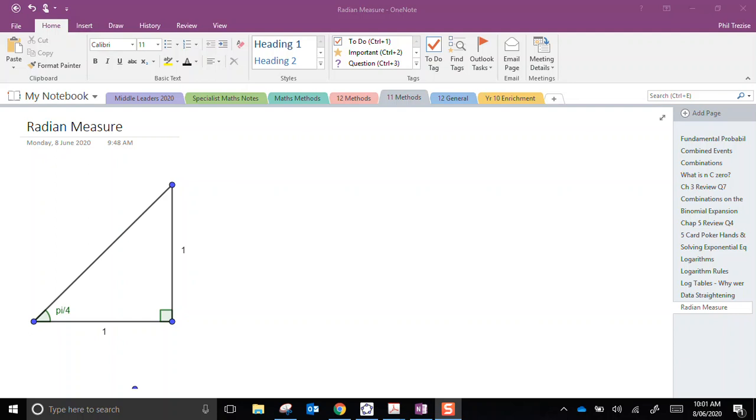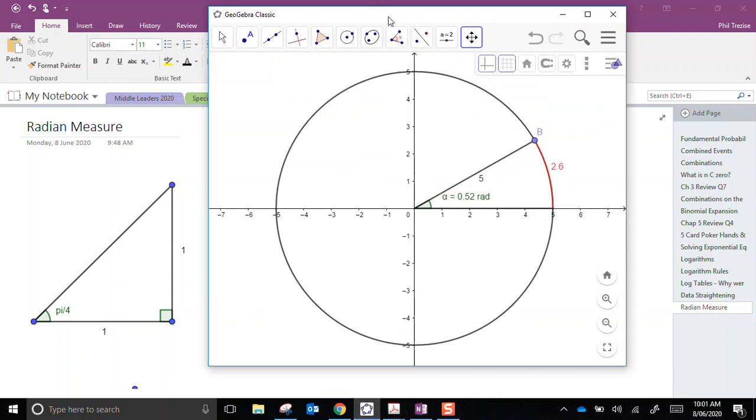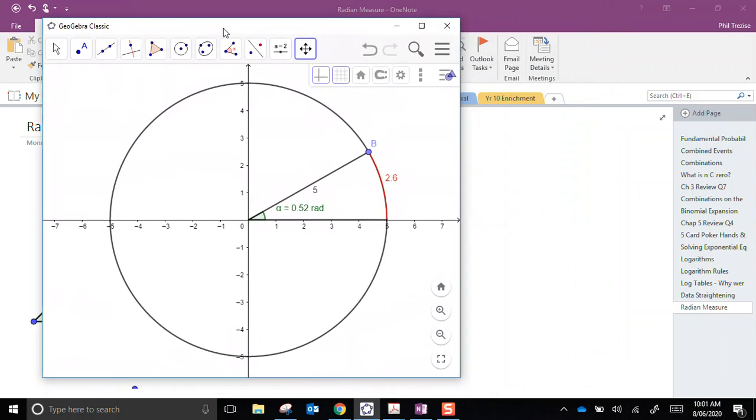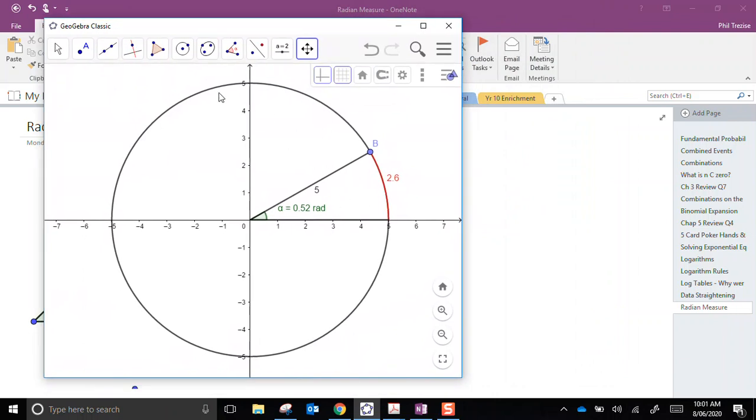Hi everyone, this lesson is an introduction to the idea of using radians to measure angles. Now let's begin with this diagram. So I've got a circle here. It could be any circle. I happen to choose a circle with a radius of 5.